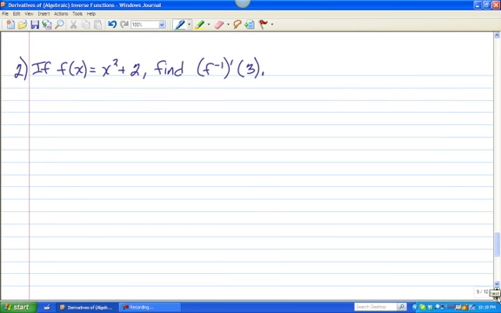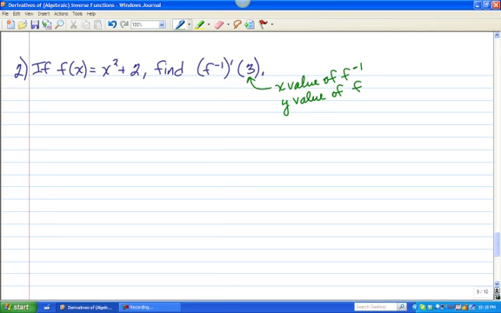This time we have a quadratic function, x squared plus 2, and we want to find the derivative of the inverse at 3. Now notice they don't give you the entire ordered pair. You have to remember this 3 is the x value of the inverse. It's therefore going to be the y value of the original function.